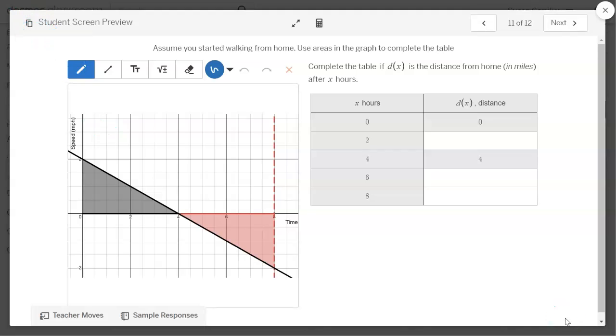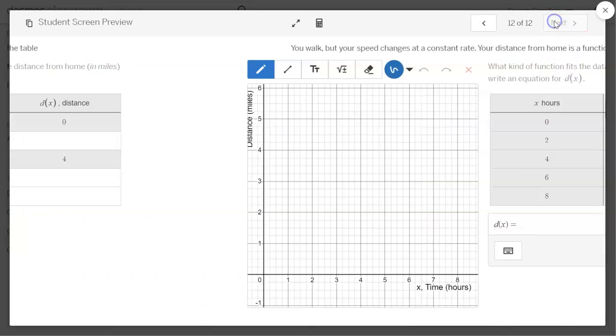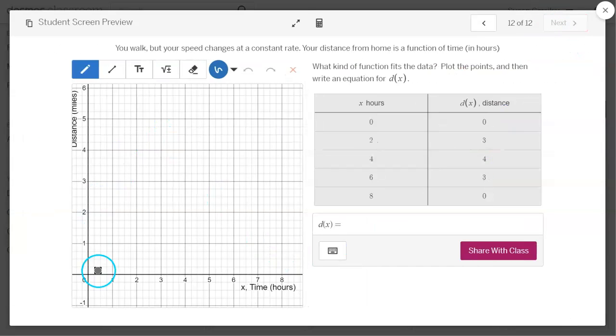What would be that area? And then for 6 and 8, what would be that area? So they need to calculate those areas, and they can use the graphs to do it, and then they will place those numbers into this table. Once they've got their table created, they will plot the points on the next screen, and then they will write an equation to fit the data.